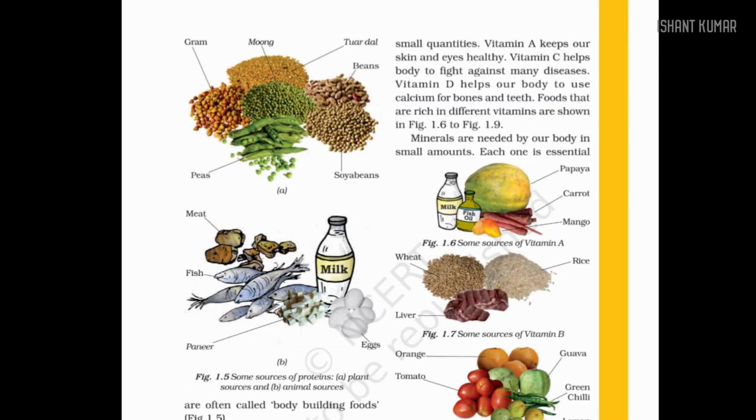Vitamin A keeps our skin and eyes healthy. Vitamin C helps the body to fight against many diseases. Vitamin D helps our body to use calcium for bones and teeth. Foods that are rich in different vitamins are shown in figure 1.6 to figure 1.9.